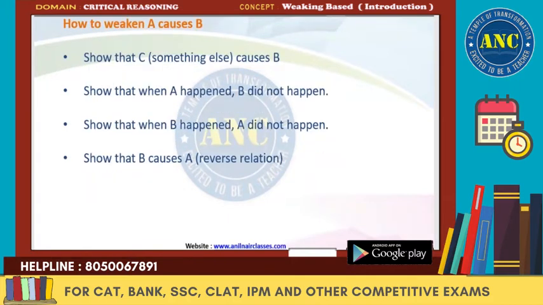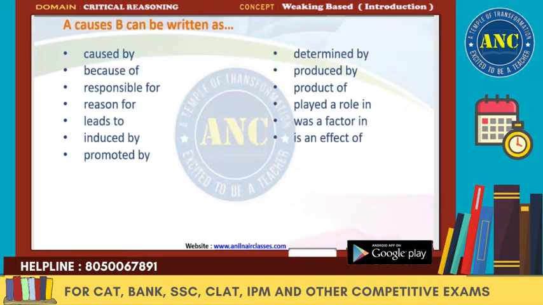How to weaken A causes B? Try to show that C or some other element causes B. Show that when A happened, B did not happen. Try to show that when B happened, A did not happen. When B causes A, that is a reverse relationship.